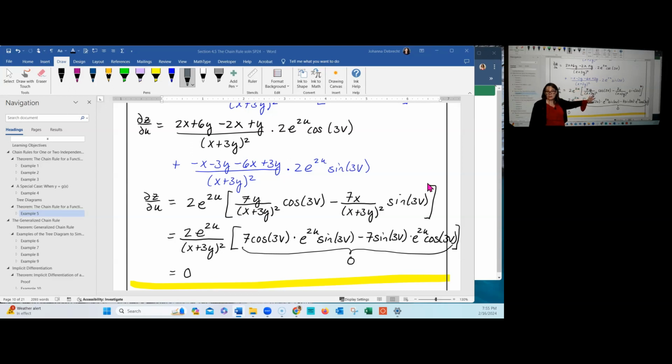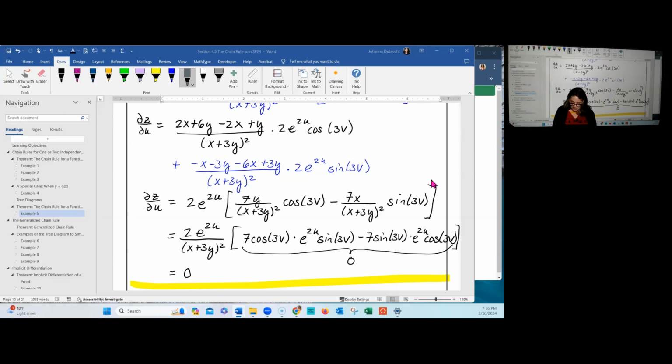This would be an acceptable form for some instructors to leave it. However, if you do in fact substitute for the value of x and y inside the brackets, you will find that there is more cancellation that occurs. In fact, because of the definitions of x and y, the terms inside the brackets are opposites and they cancel to give us 0, meaning that the partial of z with respect to u is in fact 0. Had we not substituted for the x and the y inside the brackets, we would not have known that.